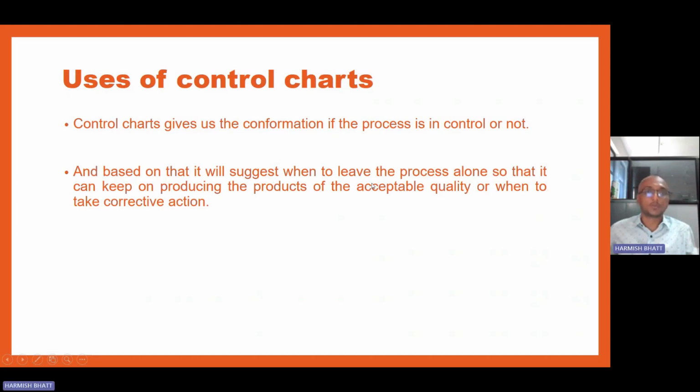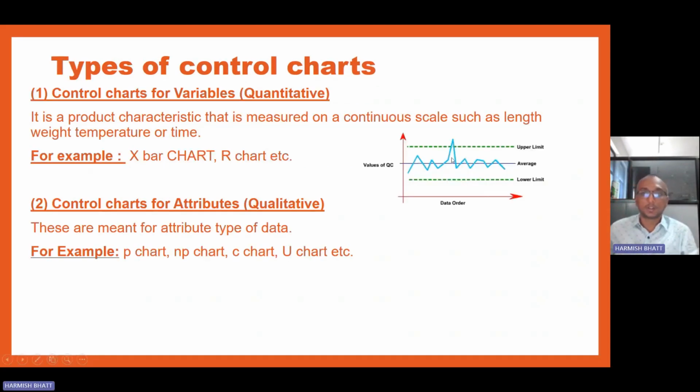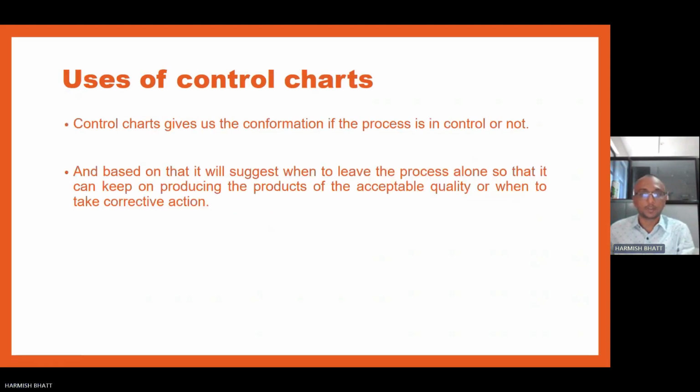Now, how to use this kind of control charts? The control chart gives us the confirmation if the process is in control or not. If you see this particular graph shown here, we are able to see the majority of the points are available between the limits. One point is crossing the upper limit, while all other data points are in between the upper limit as well as the lower limit.